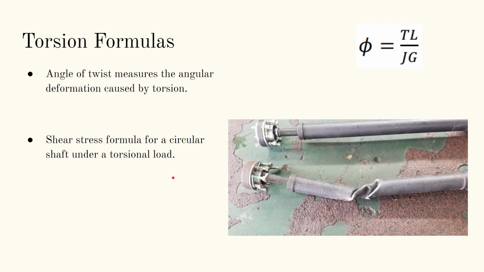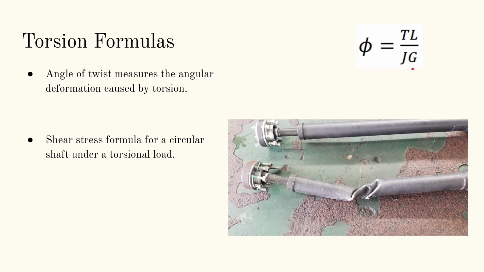So I mentioned the angle of twist before when I was talking about shear strain, and here's what it is. The angle of twist is just the angular deformation that is caused by torsion, except instead of before where it was relative to the length, now it's just going to be the actual angle measured in radians. So the formula is going to be torque multiplied by length of the object divided by the polar moment of inertia and the shear modulus.